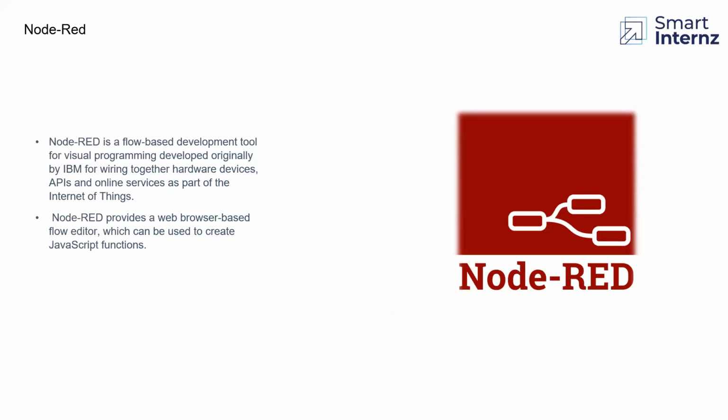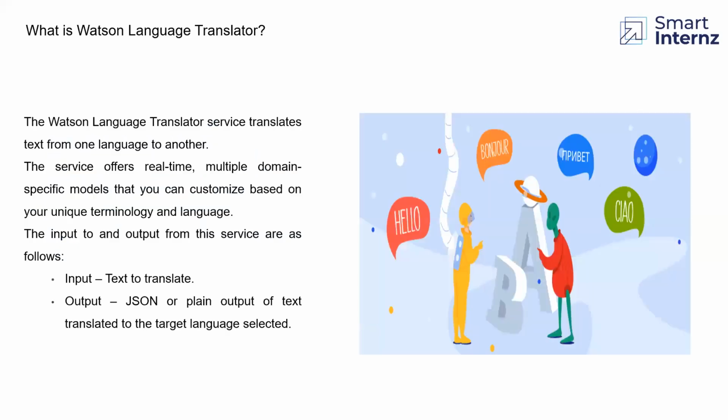You can also create a dashboard. If you don't want to create a dashboard manually, you can just use Node-RED, drag and drop the palettes, and based on that, you will also create a UI with the help of Node-RED. Node-RED basically provides a web browser based flow editor, which can use JavaScript functions. So we will create a Node-RED service. In Node-RED, we have different flows because we are going to discuss speech to text and text to speech service along with language translator. So Node-RED we will be utilizing.